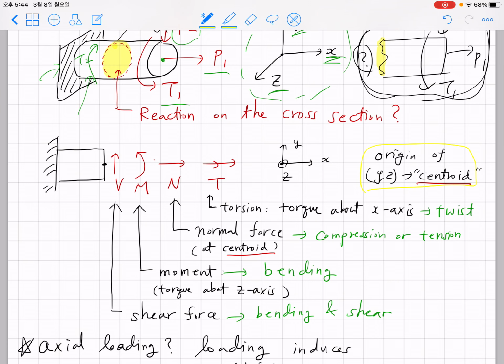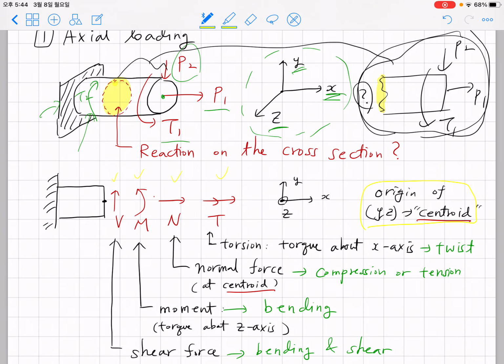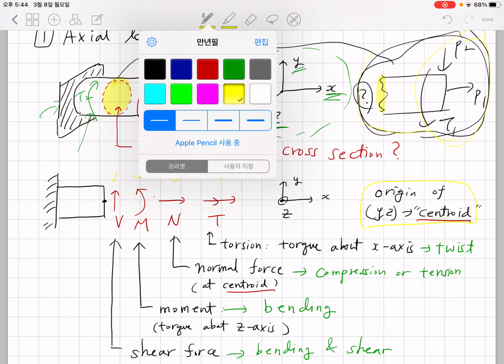Okay, we're gonna consider all reactions acting on this centroid point of this cross section, and at the centroid point we're gonna assume V, N, M, and T, four kinds of reactions. If we assume two forces and two torques, we're gonna find that we can satisfy equilibrium for any kind of loading. Okay, those are the four reactions that we're gonna study in ME231. So what are these four reactions?